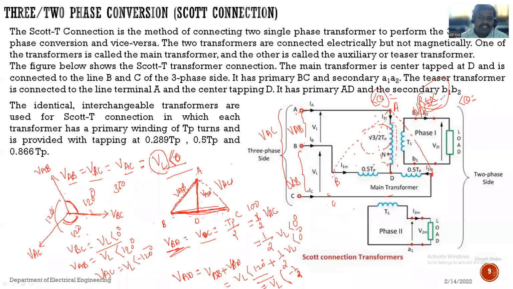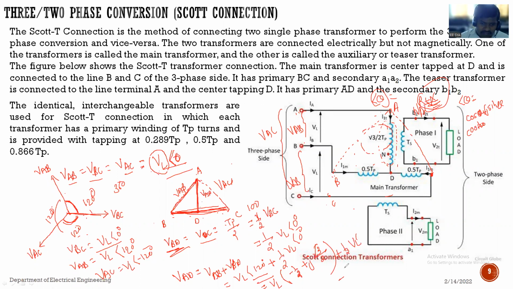To convert theta into this form, it is converted as cos theta plus j sin theta. What is the value of cos 120? Minus half. And sin 120? See, it will come minus 1/2 plus j sin 120. 0.866, which is nothing but √3/2, plus 1/2 VL at an angle 0.